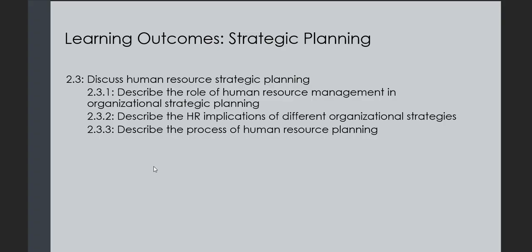So then now let's move on to strategic planning. Let's explore HR strategic planning in a little bit more detail. We have 3 objectives for this section. We're going to describe the role of HR management in organizational strategic planning, the HR implications of different organizational strategies, and thirdly, we're going to describe the process of human resource planning. This section connects what we've discussed so far, showing how HR translates theory and strategic analysis into practical action.